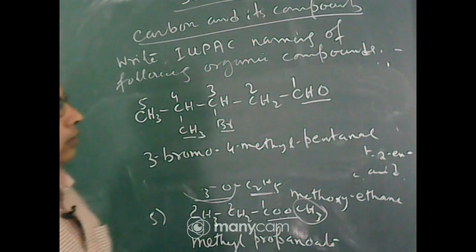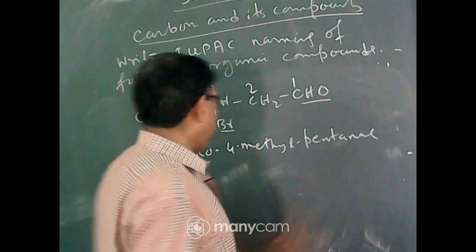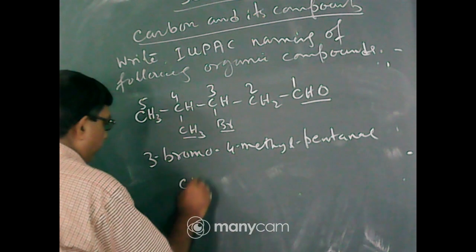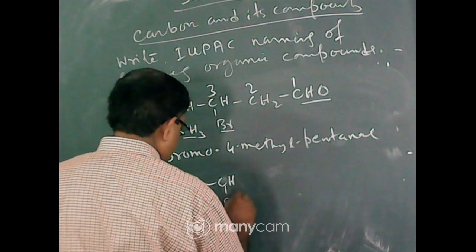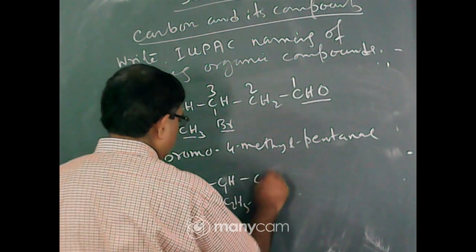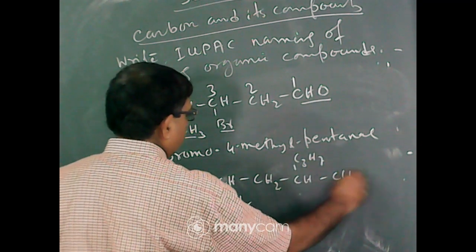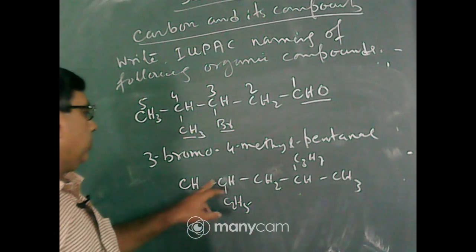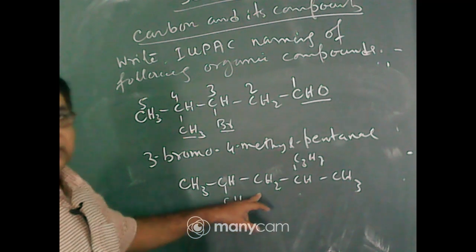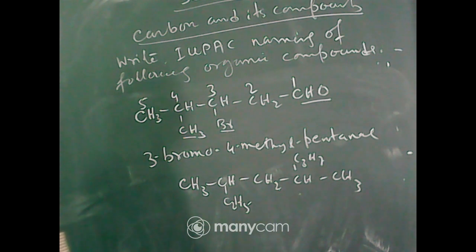Okay. 3 bromo, 4 methyl pentanal. Write this compound. CH3, CH, C2H5, CH2, CH, C3H7, CH3. What will be the IUPAC name of this compound? CH2, CH, below C2H5, CH2, CH, C3H7, CH3. What will be the IUPAC name? Can you tell the IUPAC name of this compound?